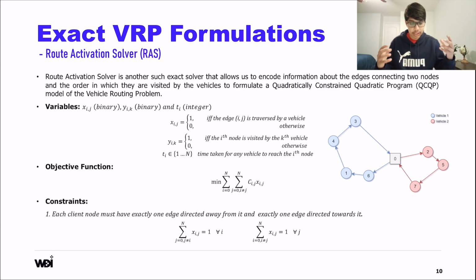And finally, we also have these integer variables t_i, which represent the time taken for any vehicle to visit the ith node. So our objective function looks a lot simpler. It's just a sum over the cost of the activated edges, and we want to minimize this objective function. So we do have a few constraints though. So one constraint is that each client node must have exactly one edge directed away from it and one entering it. So that is represented by these two constraints.